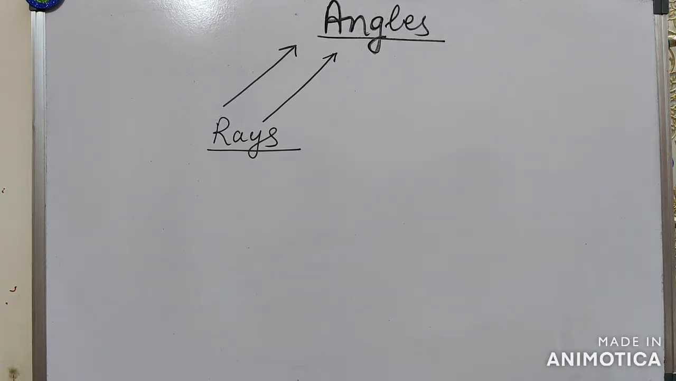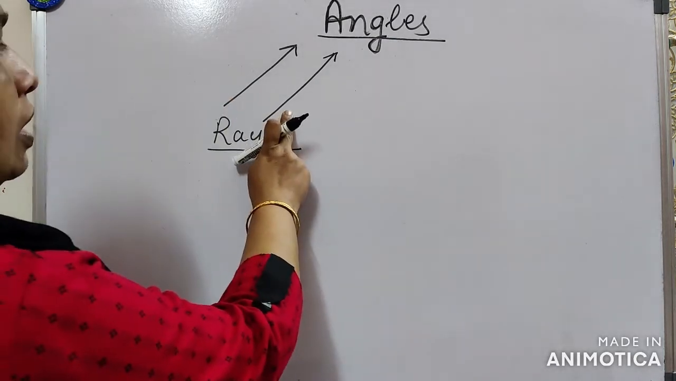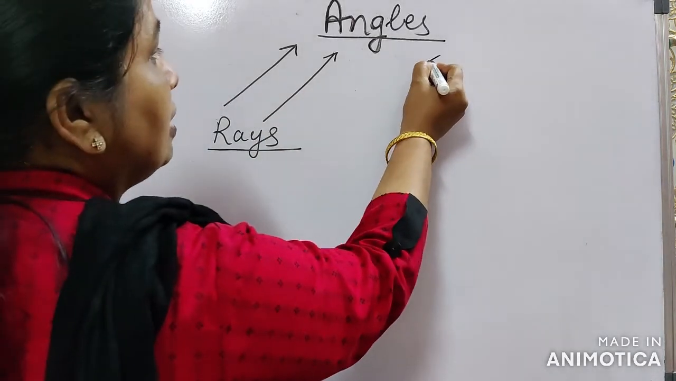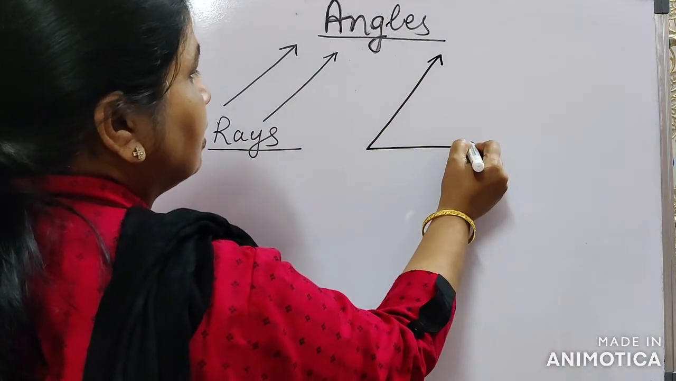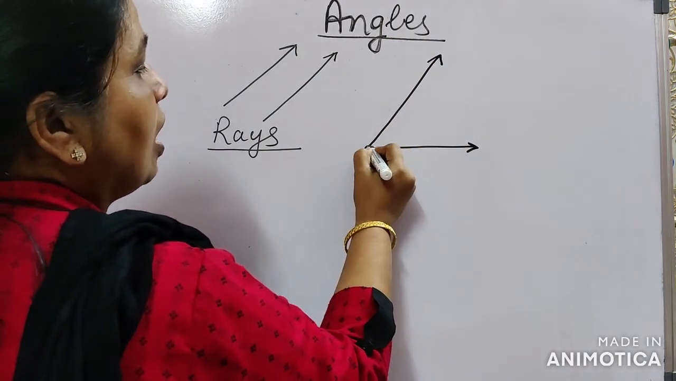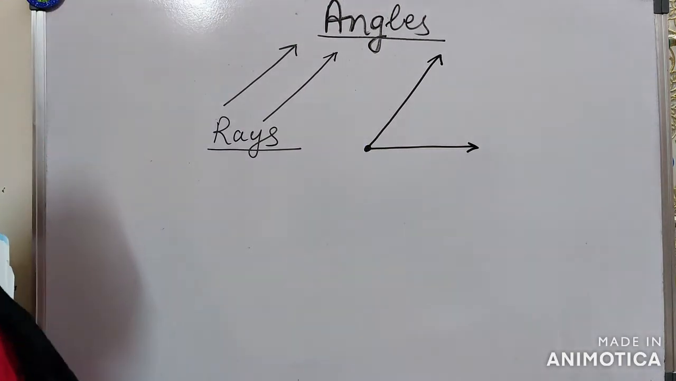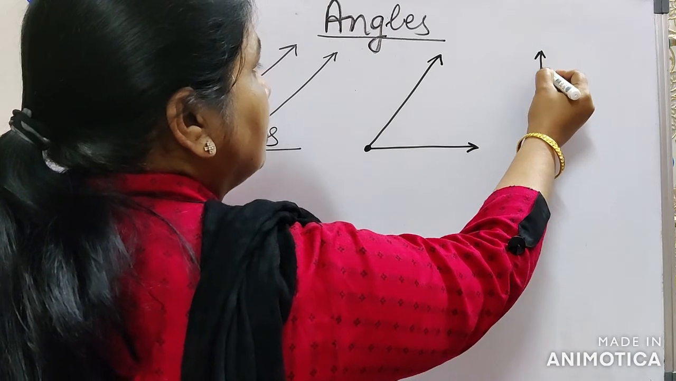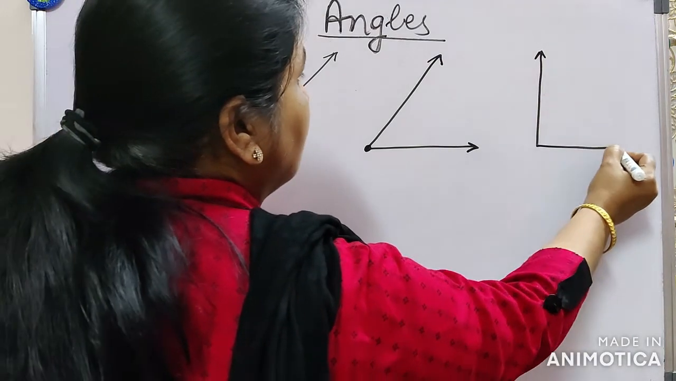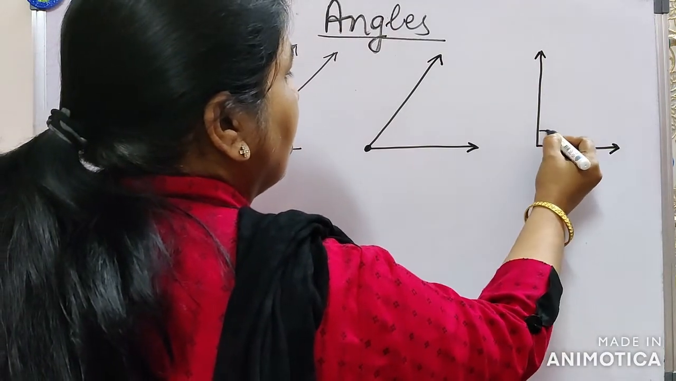So children, as we were doing geometry, today our topic is angles. Do you know what angles are? When two rays meet at one common endpoint like this, they form an angle. Sometimes they meet like this, sometimes like this, right?